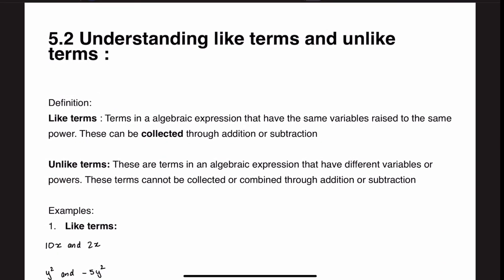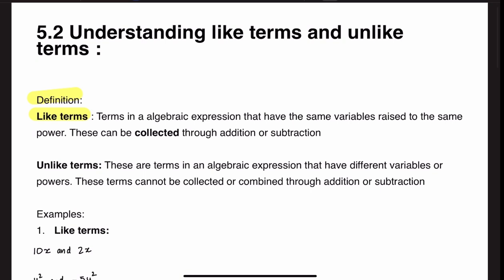So today's video is going to be on 5.2, just a continuation of 5.1, which is understanding like terms and unlike terms. So let's get started. Our definition here, we're going to start with like terms. Terms in an algebraic expression that have the same variables raised to the same power can be called like terms. And these can be collected through addition or subtraction.